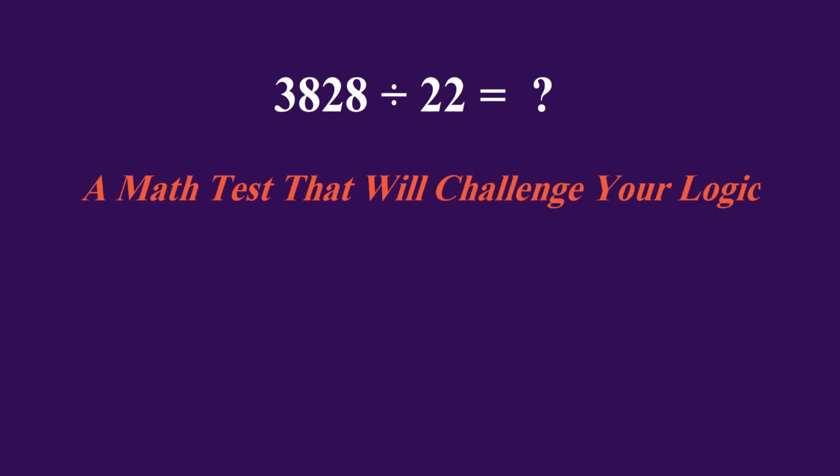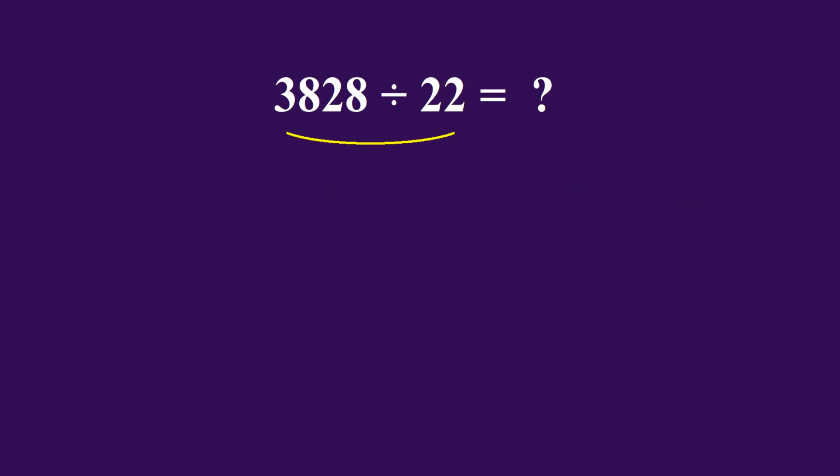In this video you're seeing, we want to calculate 3828 divided by 22. To do this, we change this horizontal division sentence into the standard algorithm.